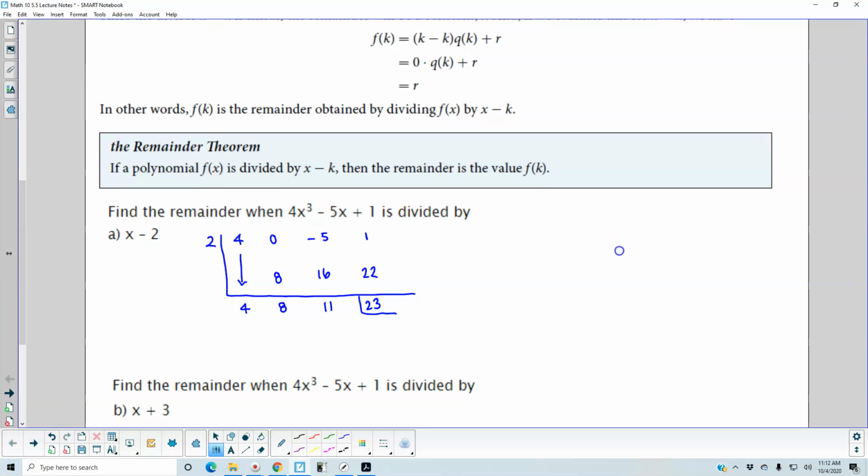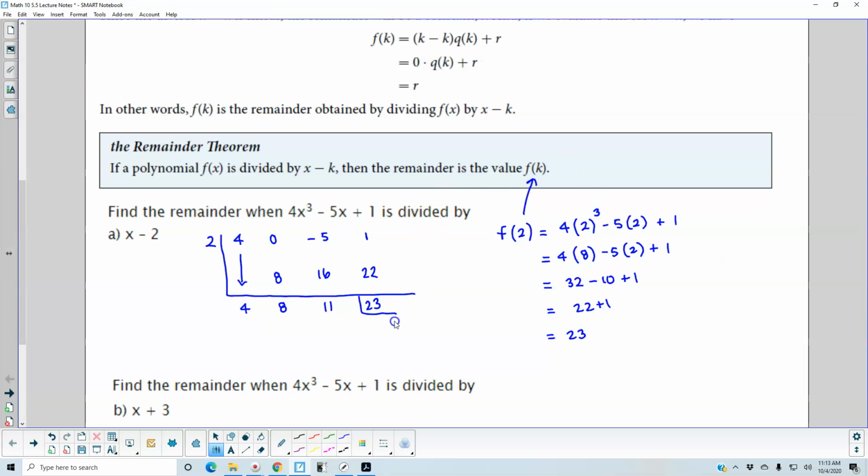Another way for us to check is by finding f of 2, where k is 2, using the definition up here. So we're going to plug 2 into the function. It's going to be 4 times 2 cubed minus 5 times 2 plus 1. Well, this is 4 times 2 cubed, which is 8, minus 5 times 2 plus 1. So 4 times 8 is 32, minus 5 times 2, which is 10, plus 1. And this becomes 22 plus 1, which gives us 23.